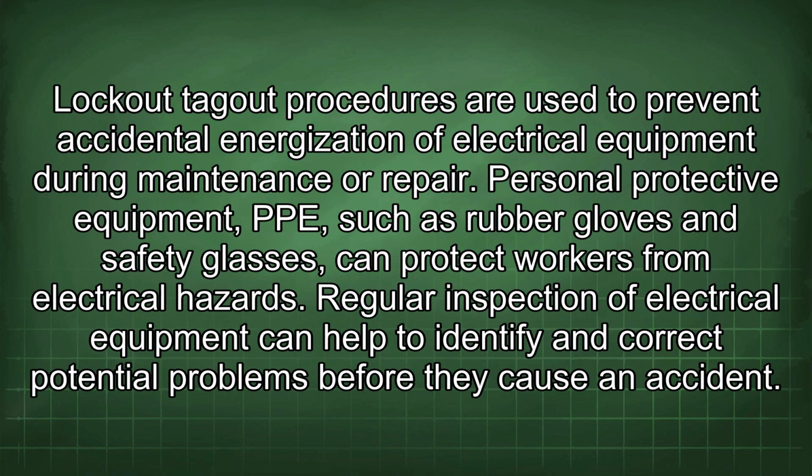Lockout-tagout procedures are used to prevent accidental energization of electrical equipment during maintenance or repair. Personal protective equipment, PPE, such as rubber gloves and safety glasses, can protect workers from electrical hazards. Regular inspection of electrical equipment can help to identify and correct potential problems before they cause an accident.